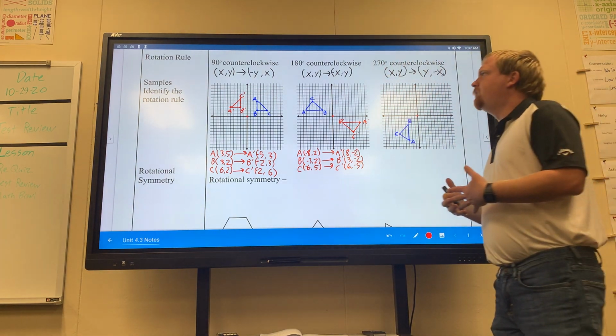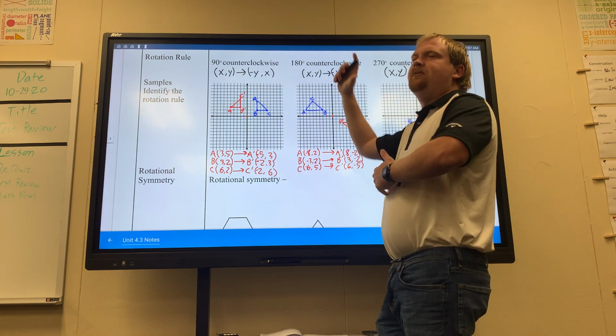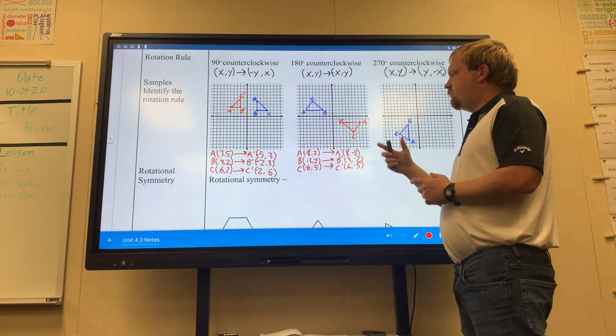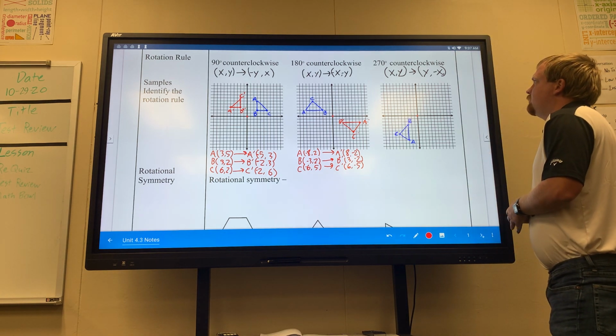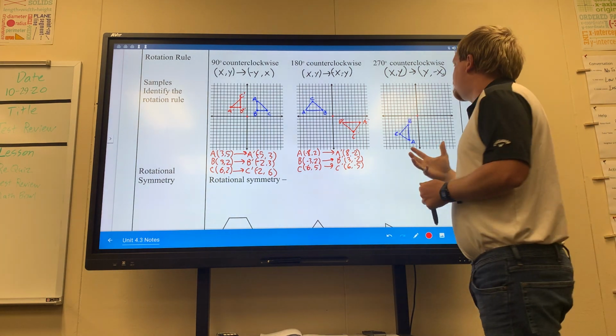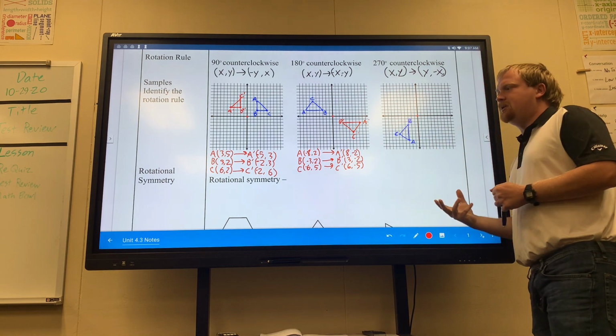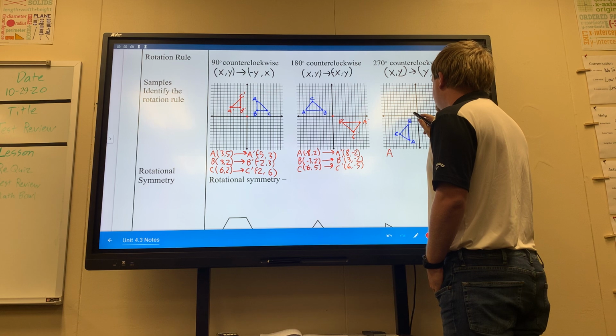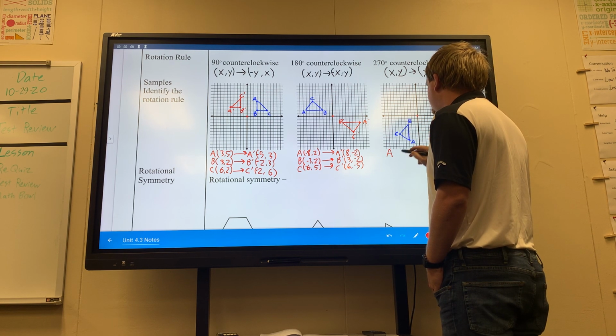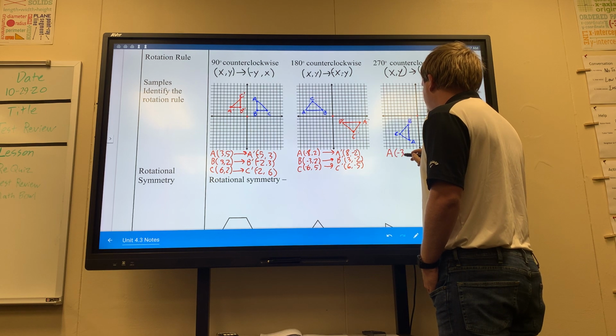So you just got to remember that with 180 degrees, I'm just changing the sign for both X and Y. The next thing I want to do is figure out the rotation for this figure at 270. So I still want to label my points. So negative 3, negative 8 is A. B is negative 3, negative 3.